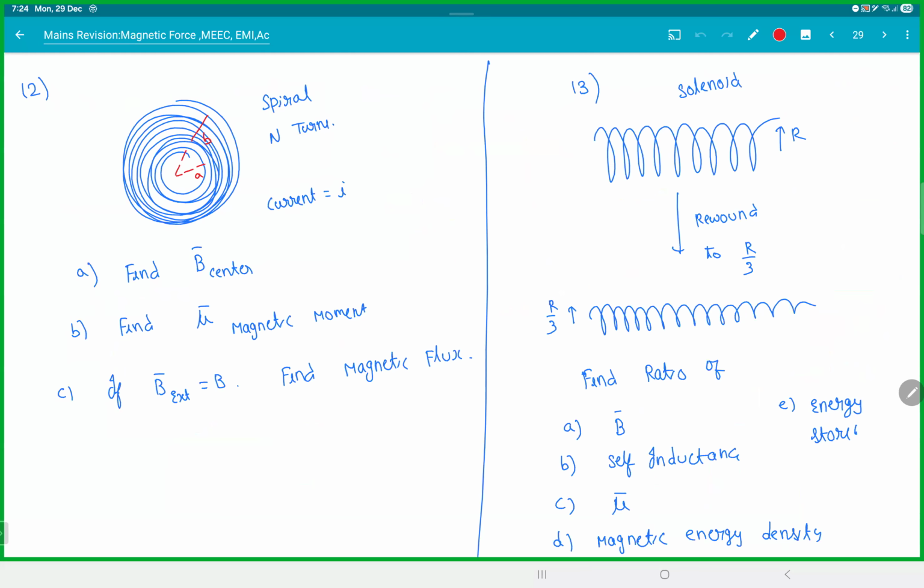Let's get these two. Hope you guys remember the spiral. Spiral comes three times. You can ask the magnetic field at the center, you can ask the magnetic moment, you can ask the magnetic flux in EMI. In all three cases, the idea is the same. Second thing, you took a solenoid, you rewound it to R by 3. Find the ratio of magnetic field, self-inductance, magnetic moment, magnetic energy density, and energy stored.